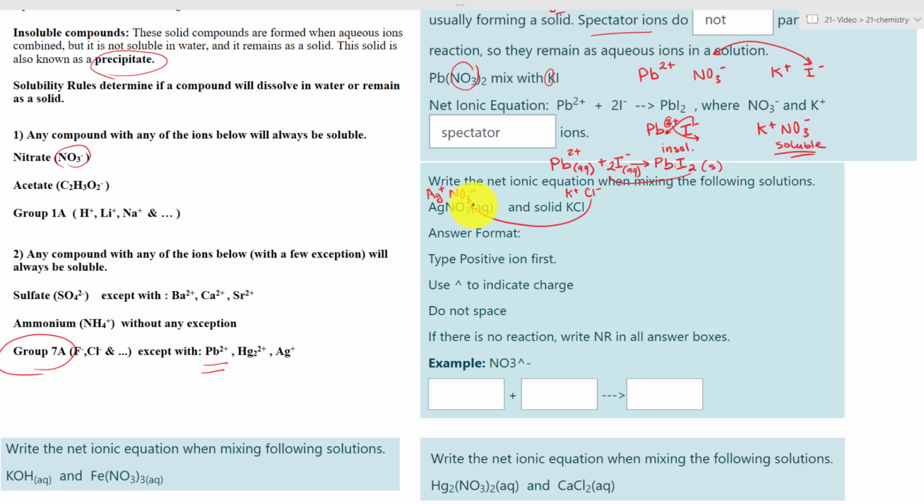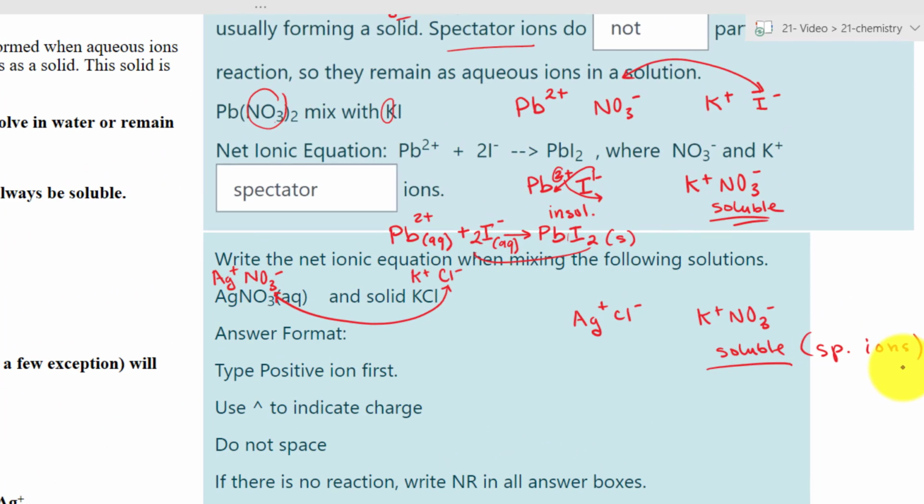And we are going to switch the anions, okay? So that's the case. We have what? We have silver plus chloride minus. And then we switch over here. So we have potassium plus and NO3 minus right there. And we have the rules for group 1 and nitrate. So this one is soluble. So therefore, this is going to be spectator ions. I'm going to put SP right there. Okay, spectator ions, okay? So it's going to remain as ions in this mixture.